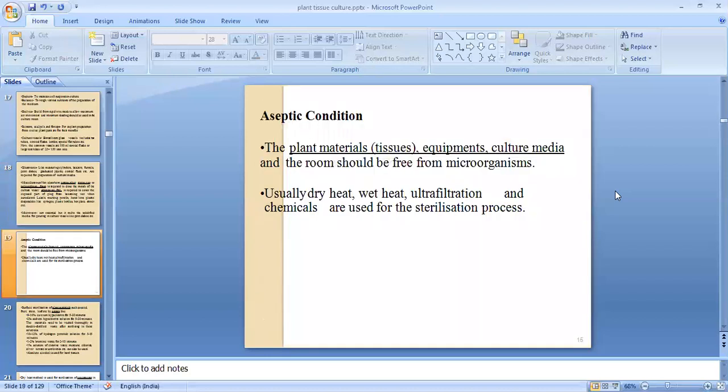Okay, and the next condition you have to maintain is your aseptic condition. That is, the plant materials, or that is nothing but your explants, or the equipments, or culture media, or the room, always it should be free from the microorganisms. Usually dry heat or wet heat or ultrafiltration or chemicals can be used for the sterilization process.